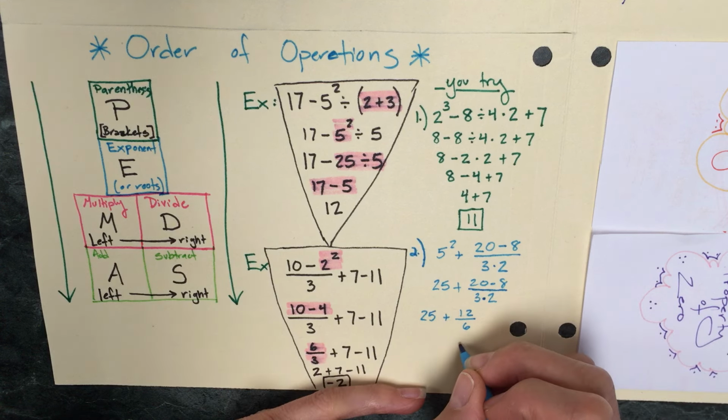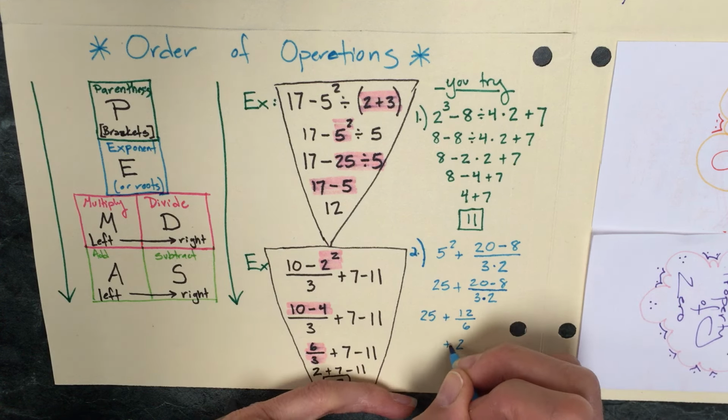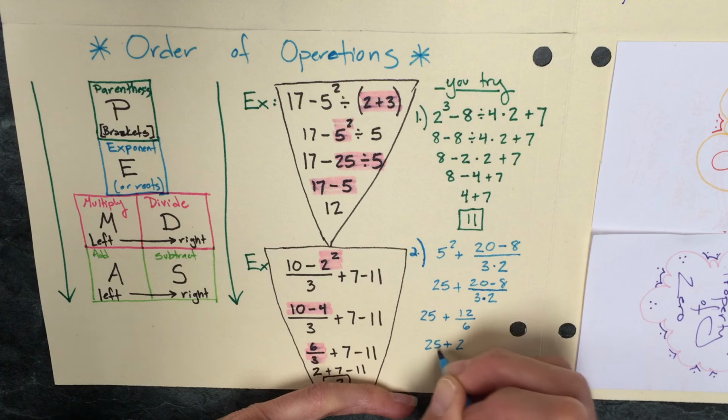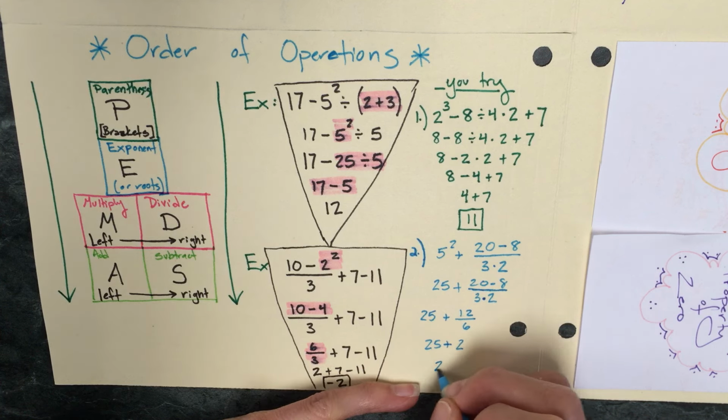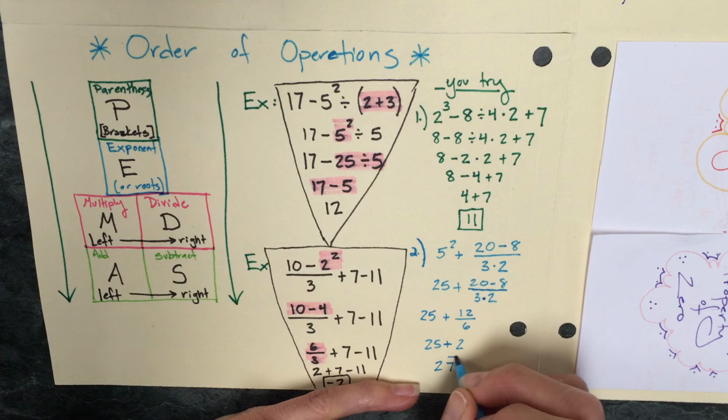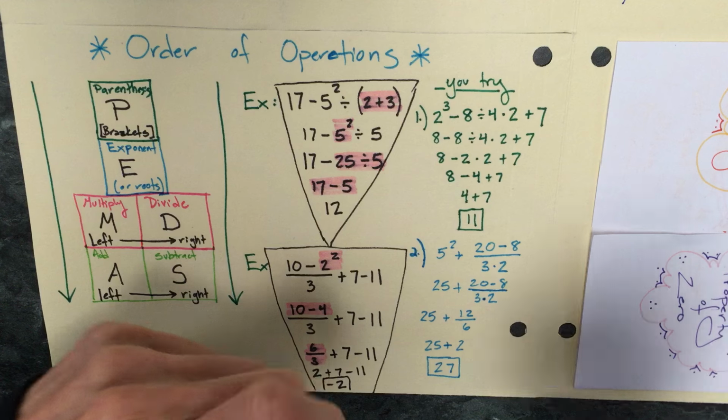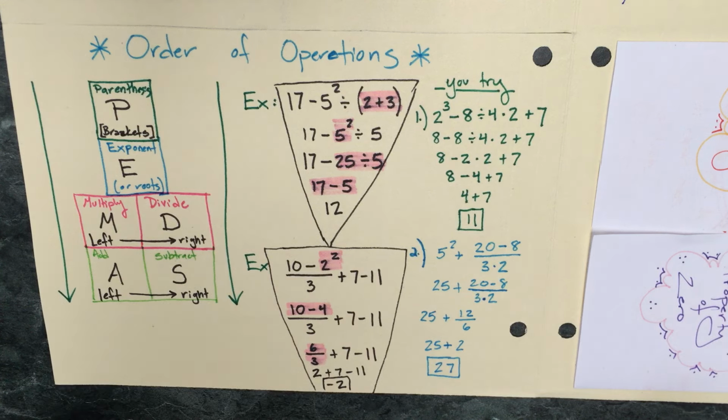And then I'm going to divide. So 6 goes into 12 twice. And I'm going to add that to 25. 25 plus 2 is 27. And that is most simplified, following PEMDAS, following the order of operations.